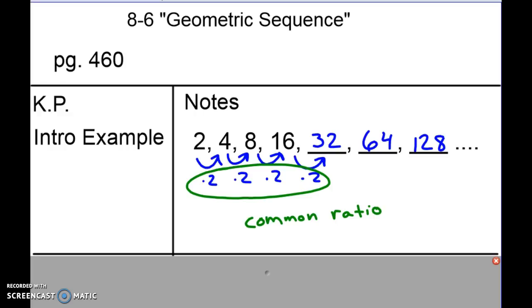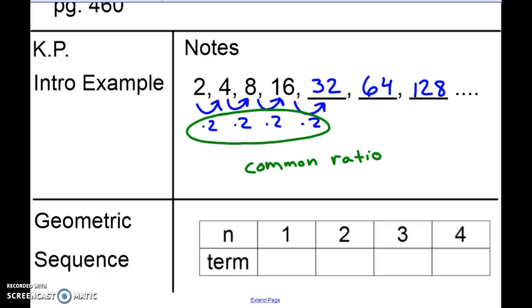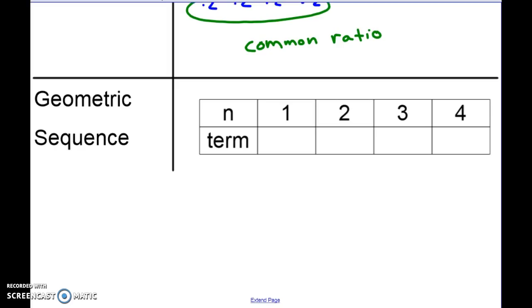In this case, it's multiplying by 2. And we're going to go through multiple different examples, because it's obviously not just going to always be multiplying by 2, but multiplying by different numbers. That common ratio can be a fraction, it could be a decimal, or it could be negative as well. So, a geometric sequence. Let's go through what a geometric sequence looks like.